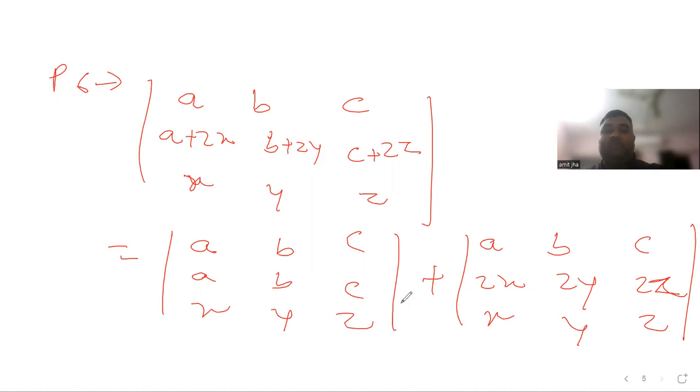Now another property I'm going to connect, that is property 7. Property 7 states that if in the determinant all the elements below the diagonal or above the diagonal are 0, then simply you can take the product of the diagonal elements, and that will give you the direct answer. That is, suppose I write A, B, C, and here it is 0, E, F, 0, 0, I.